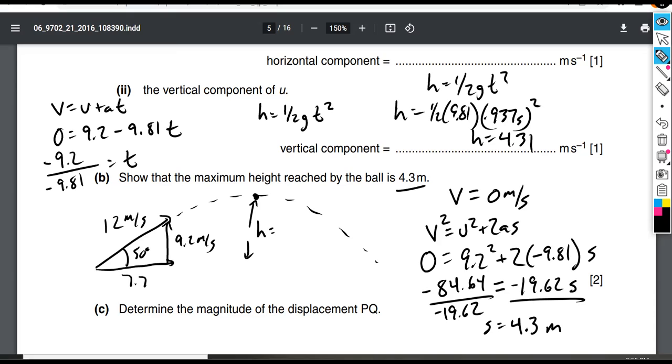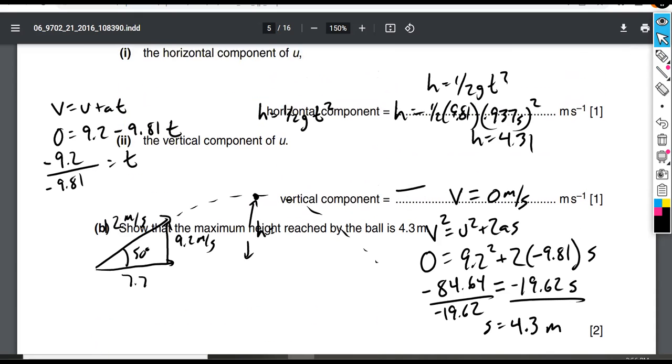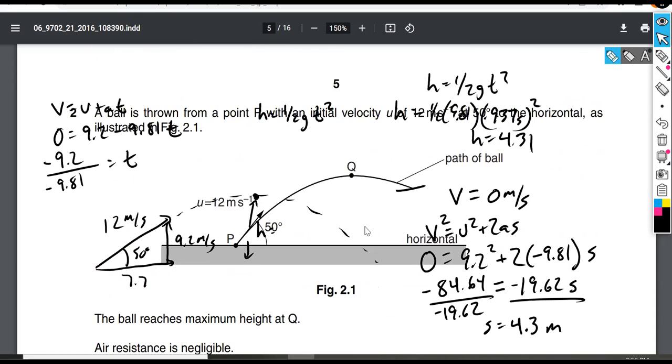Maybe you want to know what the time is though, right? So you solve for time and then plug it back into another equation. Either way works. The next part says determine the magnitude of the displacement PQ. So if we go back up to the figure, we'll remind ourselves that P is the initial launch point and Q is where it's at the top of its flight.